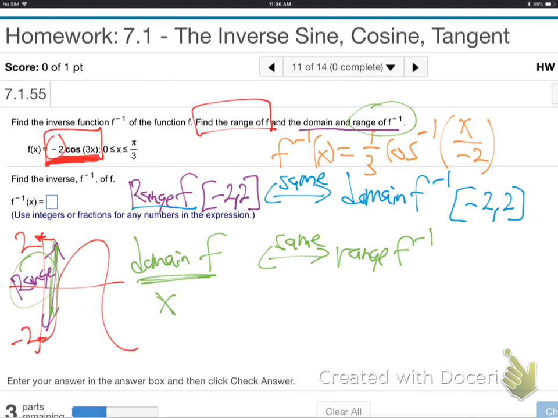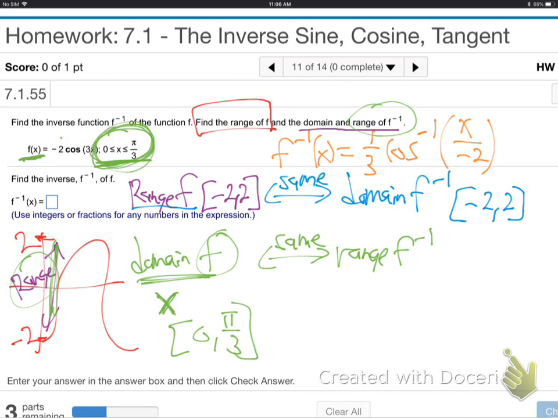Do I know anything about x for the regular function? They're handing it to me, silver platter. For the regular function f, they're telling me let x be in that zone. They're giving me a limited domain. They're just handing it to me. See that? It's just sitting right there. It's 0 to pi over 3. So that is also the range of f inverse, and we're done. Do you all see how we made that connection?